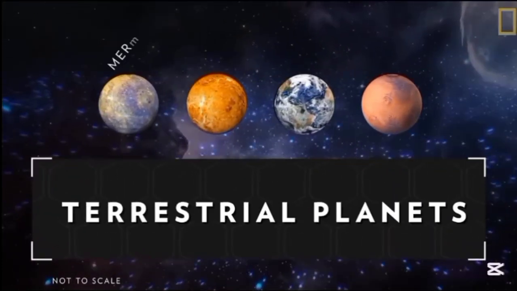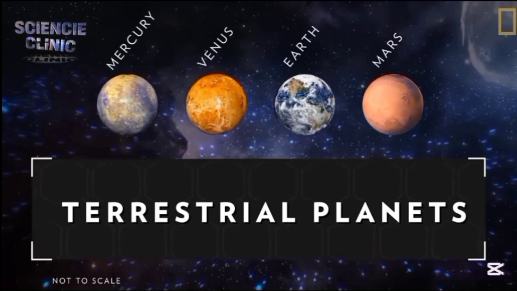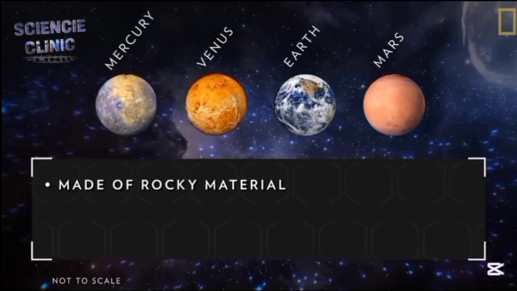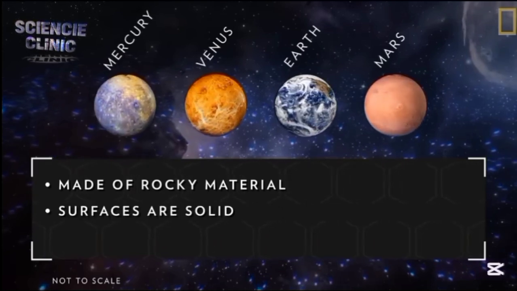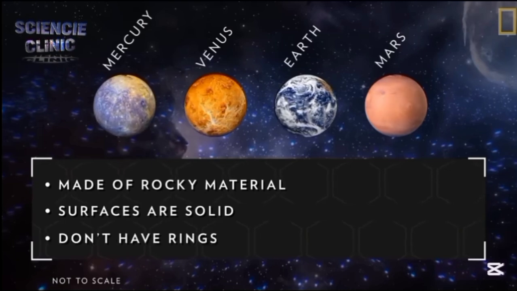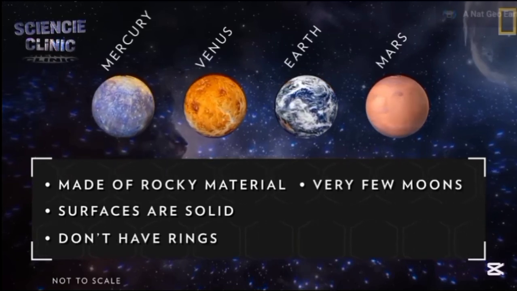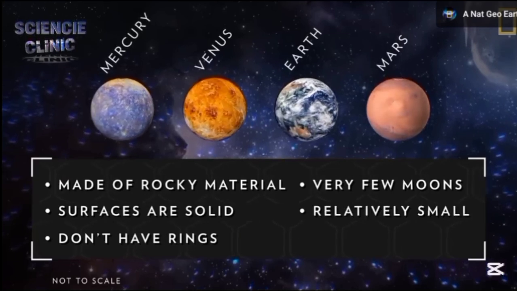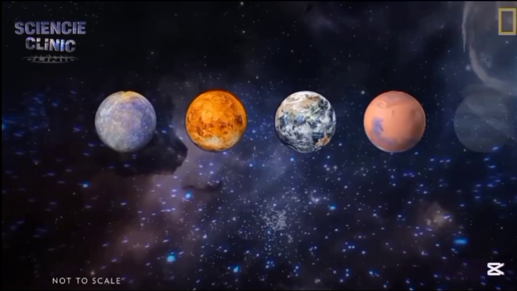Now, looking at the terrestrial planets, we have Mercury, Venus, Earth, and Mars. They are just 4 planets. Characteristics: they are made of rocky materials, the one we are stepping on. The surfaces are solid. They do not have rings, and there are very few moons, just like you see our Earth, and they are relatively small. They are not that big.